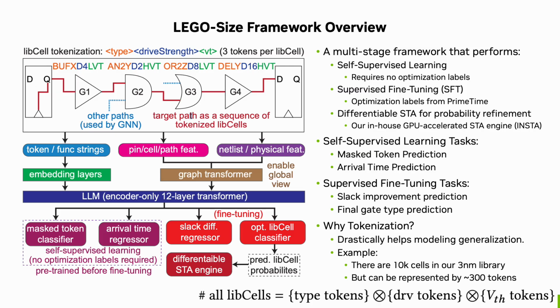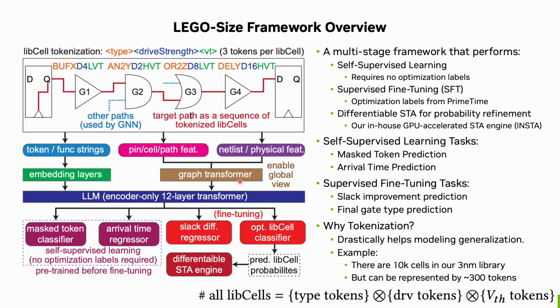This slide gives an overview of the entire LEGO Size framework, which is a multi-stage framework with 3 stages. Before diving into the details, I want to first emphasize that in this work, we are not only using string-based tokens for language modeling. We also extract design-related features and fuse them with the token embeddings as the inputs to the LM model. The features are extracted from different levels in terms of pin, cell, and path, which are fused with input projection layers and encoded by a graph transformer model, as shown in the figure on the left here.